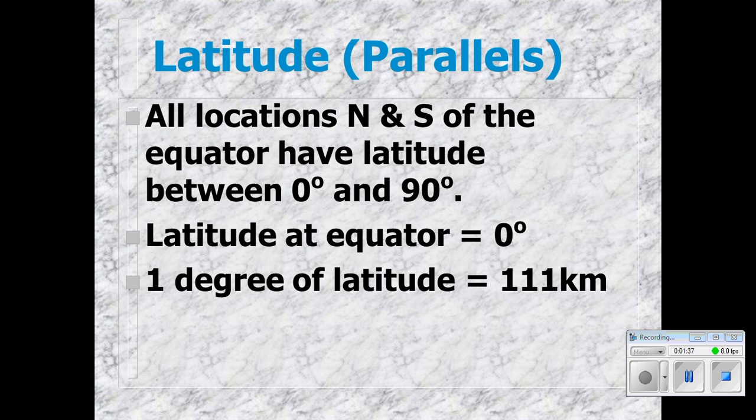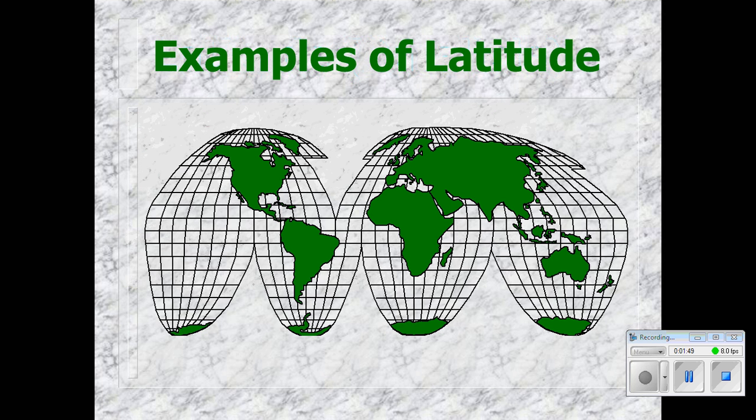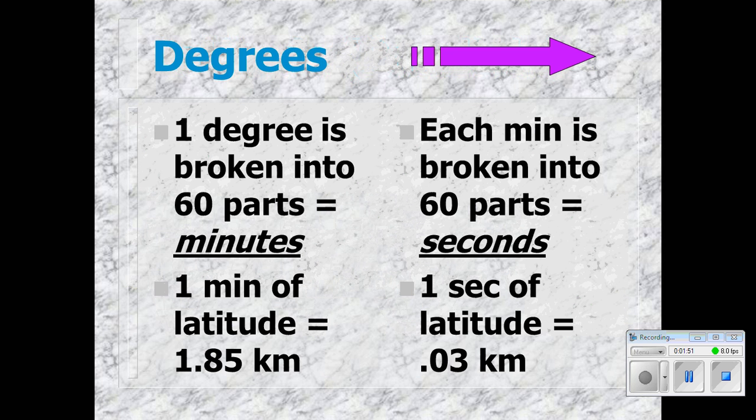And each degree of latitude has an actual measurement of 111 kilometers. So per degree, each one is 111 kilometers. Some examples of latitude.